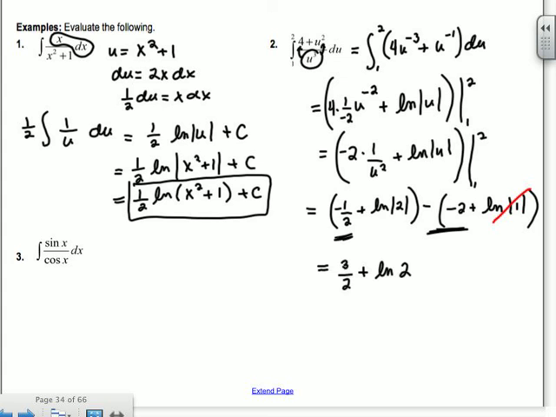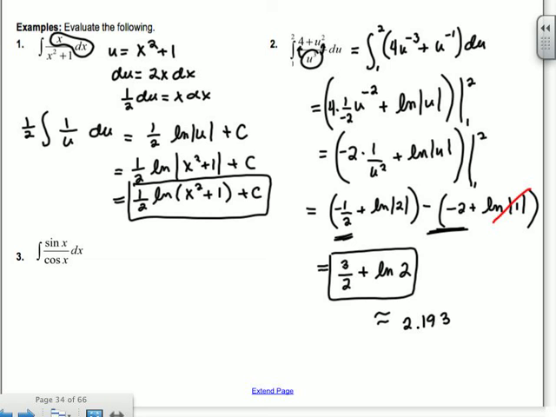And that's your answer. If you wanted the decimal form, you could do 3 over 2 plus natural log of 2. You'd get 2.193. You'd also have that answer. Decimal form would be good to have if it was on the calculator section because you could always use Math 9 to find that, right?